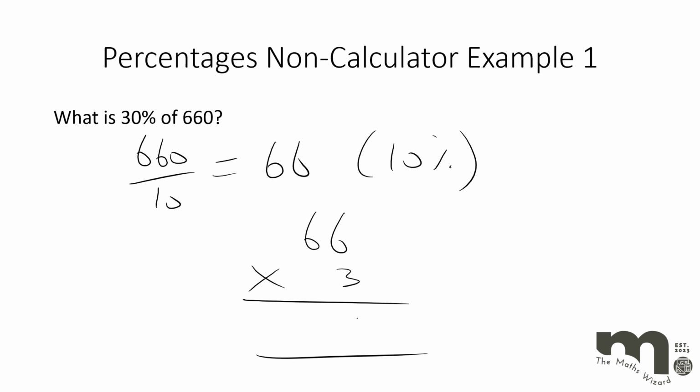So 6 times 3 is 18. So write your 8 there. Carry your 1. 6 times 3 again is 18. Add on that 1, you get 19. So 30% of 660 is 198.